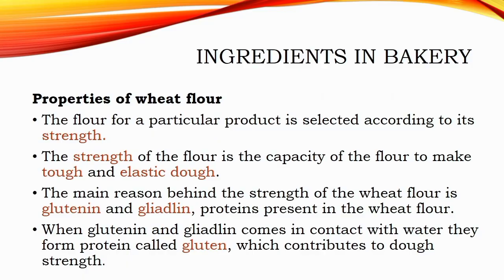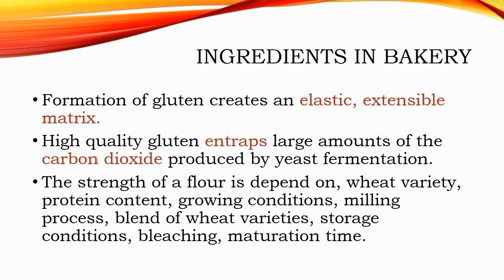Properties of wheat flour. The flour for a particular product is selected according to its strength. The strength of the flour is the capacity of the flour to make tough and elastic dough. The main reason behind the strength of the wheat flour is glutenin and gliadin, proteins present in the wheat flour. When glutenin and gliadin come in contact with water, they form a protein called gluten, which contributes to dough strength. Formation of gluten creates an elastic, extensible matrix.